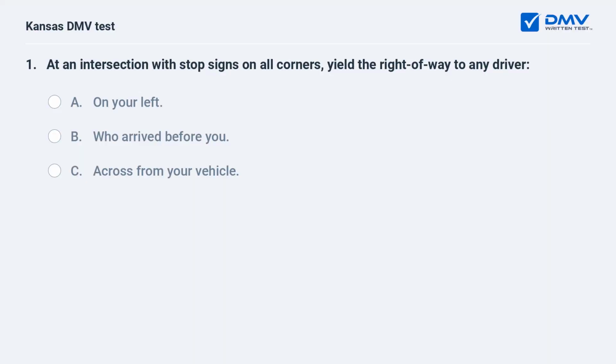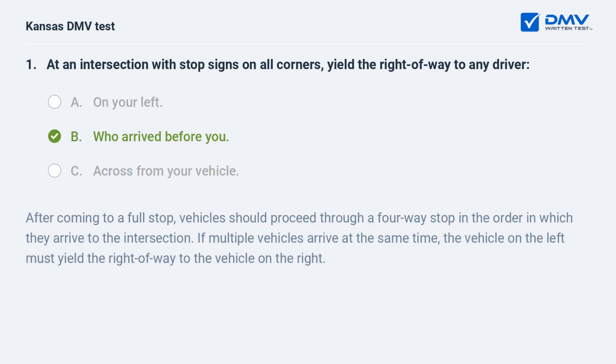At an intersection with stop signs on all corners, yield the right-of-way to any driver: A. On your left. B. Who arrived before you. C. Across from your vehicle. B. Who arrived before you. After coming to a full stop, vehicles should proceed through a four-way stop in the order in which they arrive to the intersection. If multiple vehicles arrive at the same time, the vehicle on the left must yield the right-of-way to the vehicle on the right.